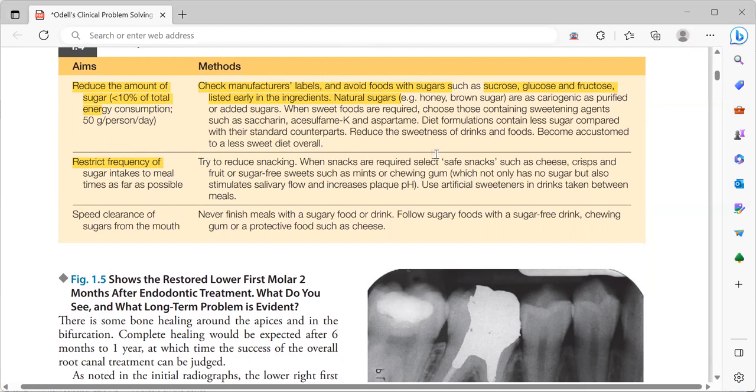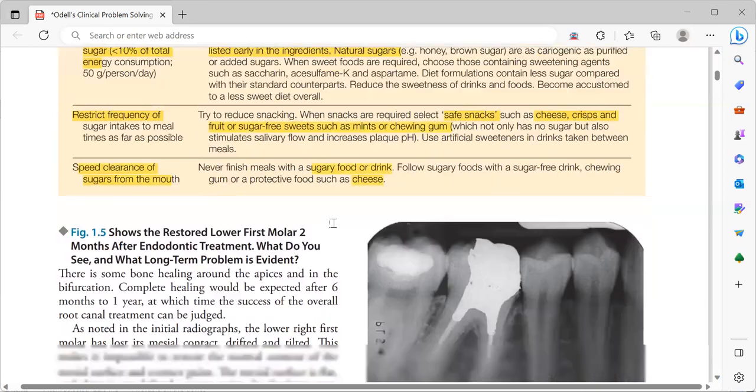Have safe snacks such as cheese, crisps, and fruits, or sugar free sweets such as mints or chewing gums, and speed clearance of sugar from the mouth. Never finish your meal with sugary food or drink. Follow sugary food with a sugar free drink or chewing gum. Always end your meal with a sugar free drink or food.